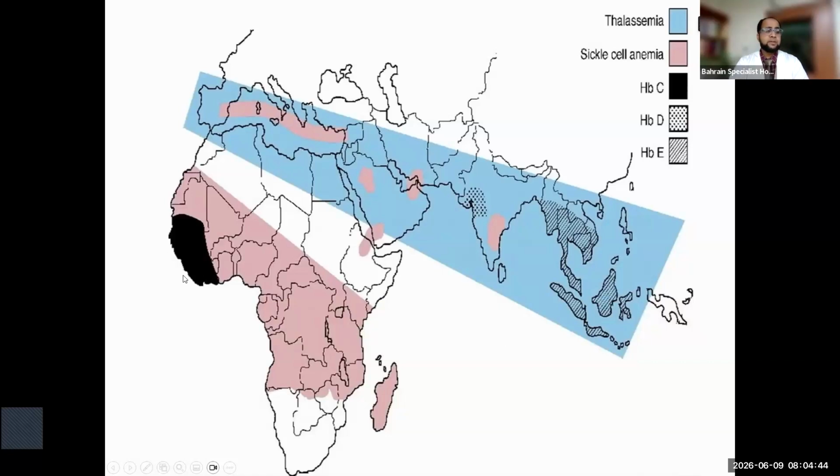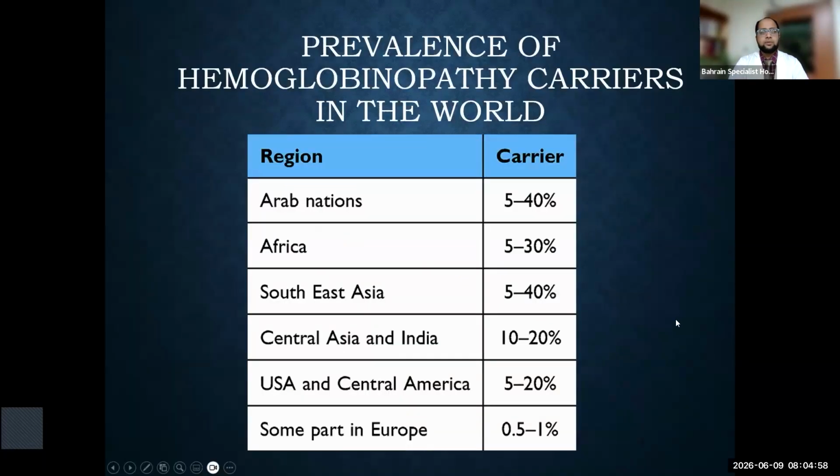HbC is more commonly seen in West Africa. Similarly, the other variant, HbD, is more prevalent in parts of Gujarat and Maharashtra in India, and HbE is more prevalent in Southeast Asia. So, worldwide distribution of carriers in Middle East, you can see around 5 to 40%, which is the majority in Middle East and Southeast Asia, followed by Africa and other subcontinents.